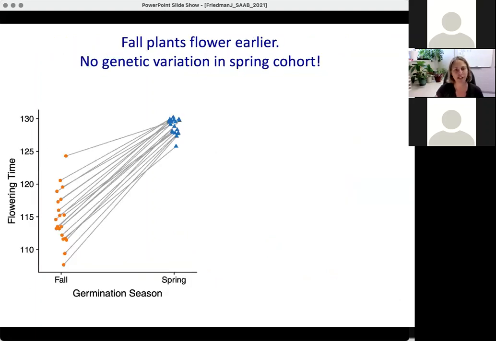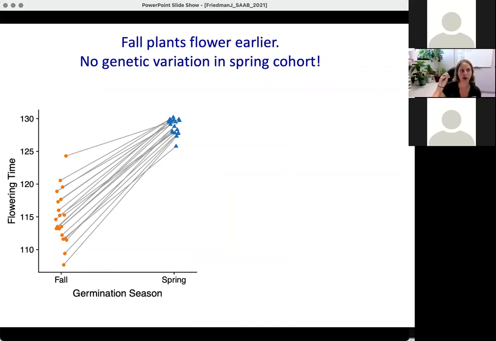We wanted to understand this difference in flowering time. What I show you here are the means from families. We had multiple individuals from genetic families so that we could parse out these differences in plasticity versus genetic variation. The single points here, for example, this orange point and the blue point that the line connects to, were full siblings. They came from the same genetic family. What you can see is that the fall plants have a much broader distribution of the start of flowering time, which you also saw on the previous slide.